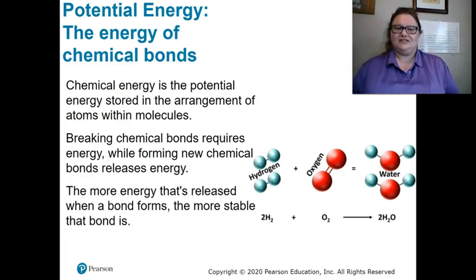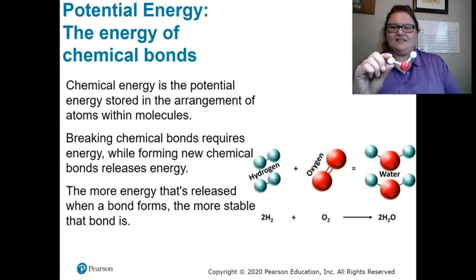So what's chemical energy? Chemical energy is the potential energy that's stored in how the atoms are arranged into molecules, how they're linked together, what shape they make. For example, water has what we call a bent structure.